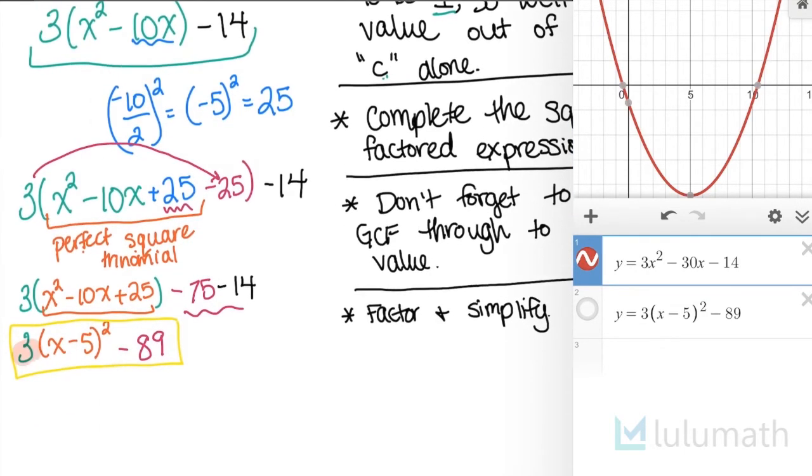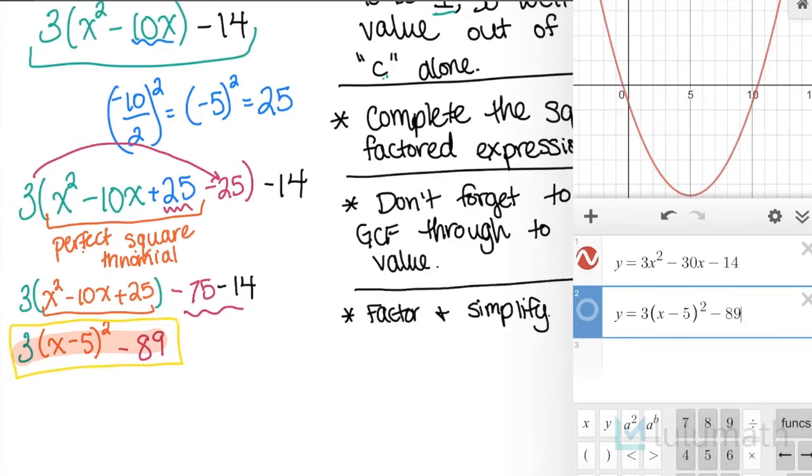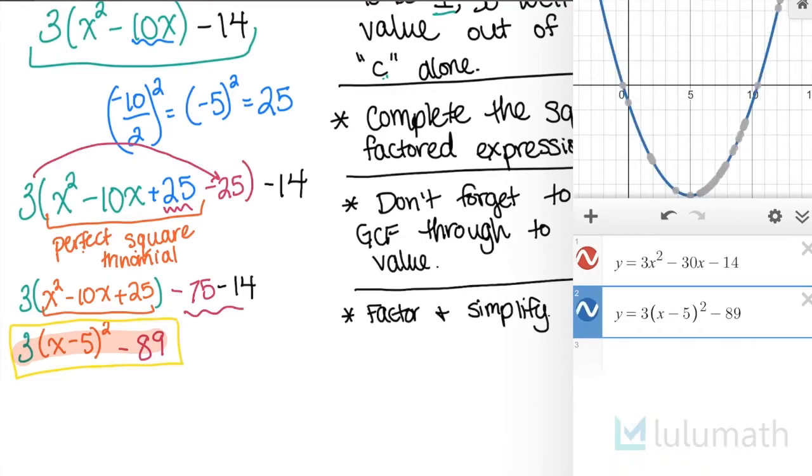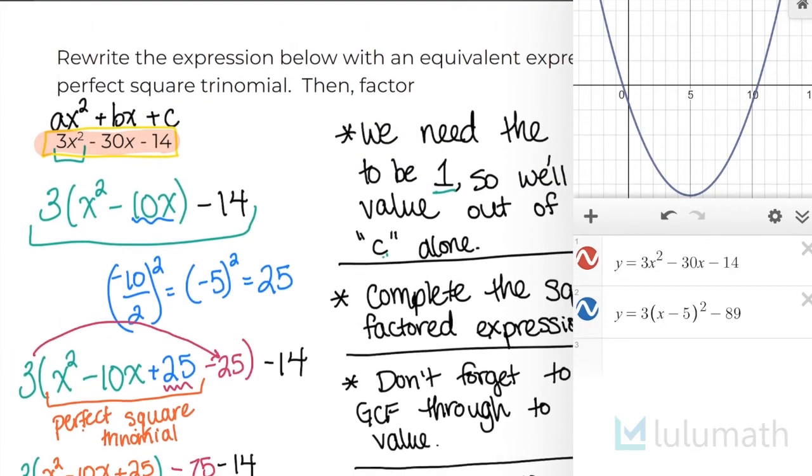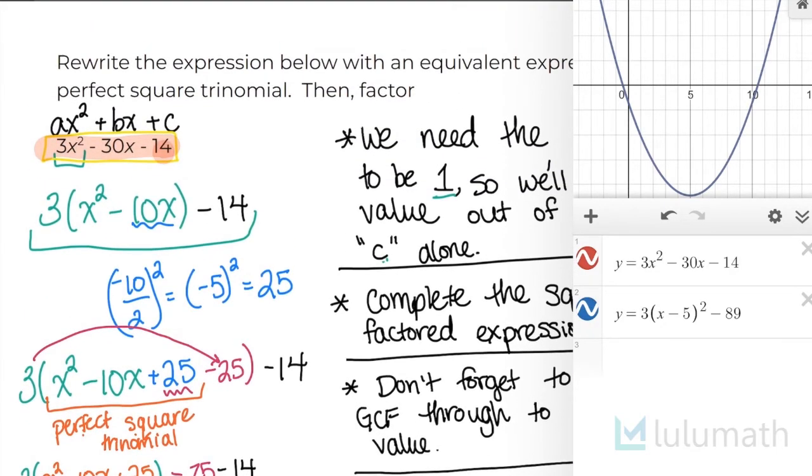Then if you look at my second expression that we have here, that's what I have written down as my equation with a y equals in my second line. And when I turn it on, my blue parabola is directly on top of my red parabola because they are the exact same quadratic equation, which means that this expression is equivalent to the original expression that's given to me.